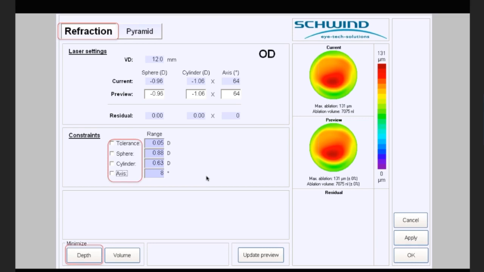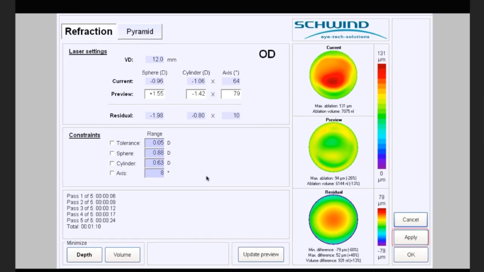Now there's a debate here. If the ablation pattern is largely peripheral, it may be better to click on minimize volume. We've always used minimize depth, but I hope Sam will join the discussion on this and say why he would steer you towards minimizing volume when the ablation pattern is largely in the periphery. So we run that. It takes a minute or so for that calculation to be done. We accept that, and we see right away that we're saving some tissue here.